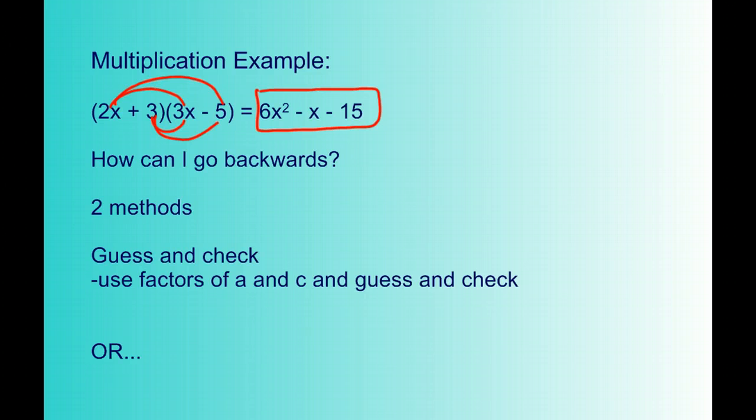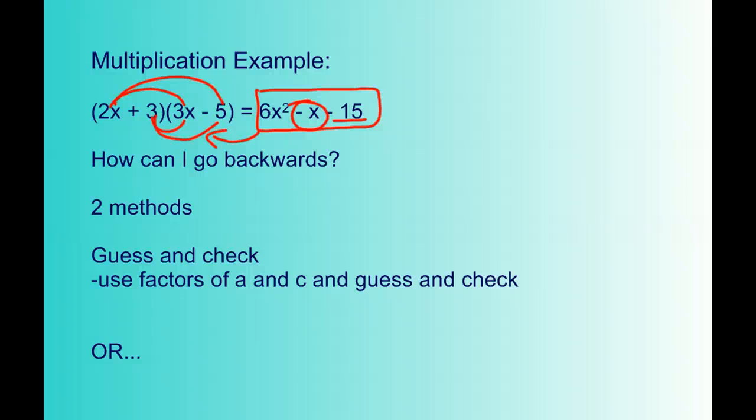But how in the world can we go this way? How can I go backwards from what's in the box to the factored form? Because you notice the 5 and 3 no longer work. 3 and negative 5 multiply to negative 15, but they do not add to negative 1. So therefore our nice little shortcut or factoring trick does not apply here. So what can we do?